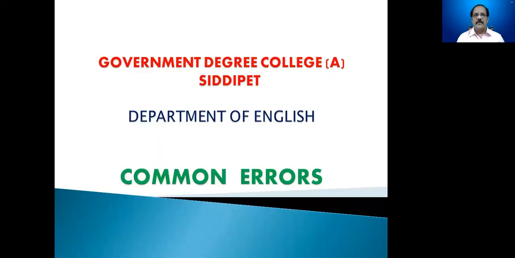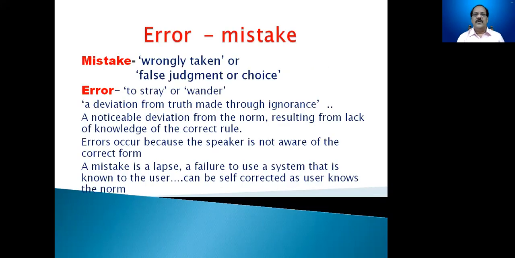Okay, so let me share my screen. So the topic is common errors. We hear two words, error and mistake. So what is an error and what is a mistake? They seem to be synonymous, but there is a difference between these two words.